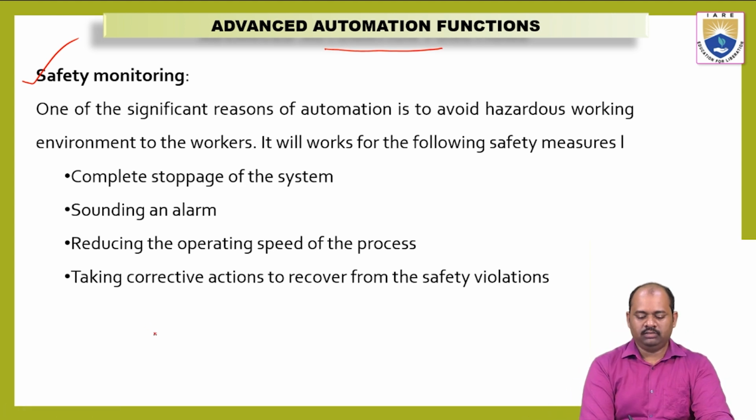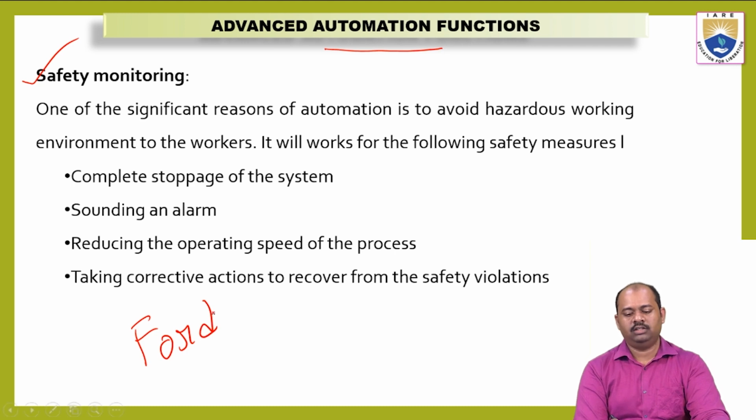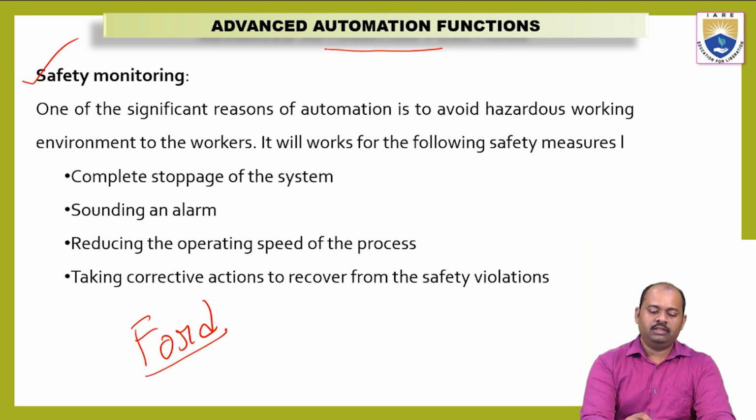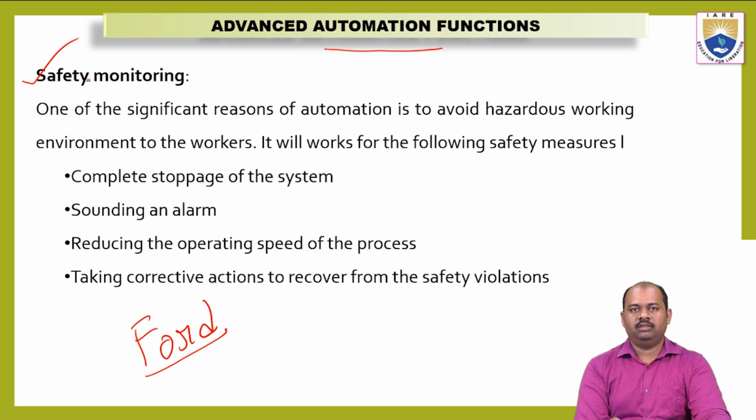So the first thing we have seen in the last class is that automation was first used by an automobile company called Ford. Nowadays, these Ford cars are still in use. So this Ford company, back in the year 1950 or 1960s, tried to introduce automation to all the manufacturing processes in the manufacturing of its cars. In that, one best feature of automation is safety monitoring.